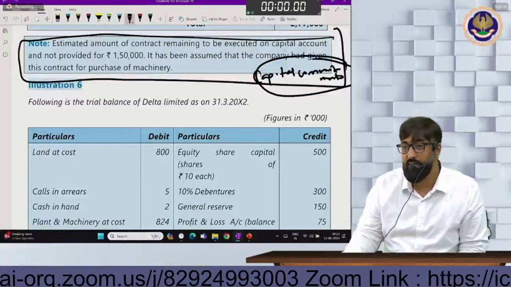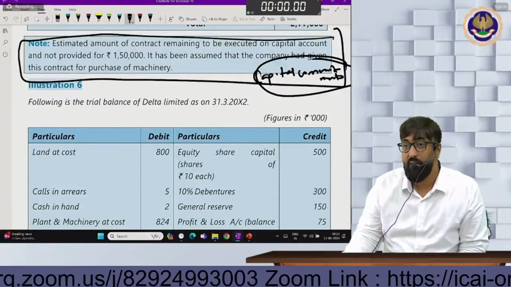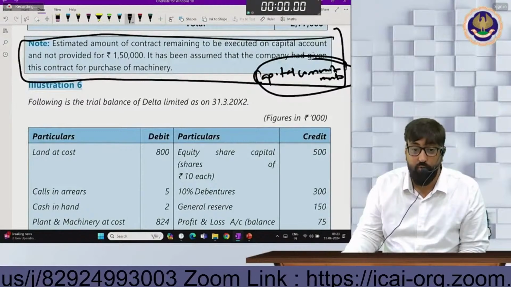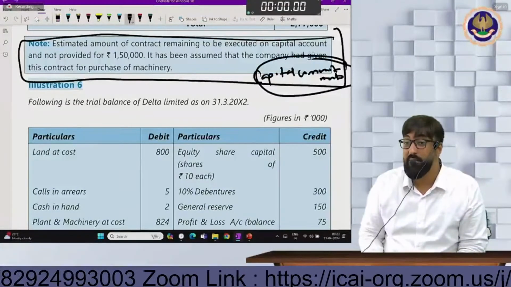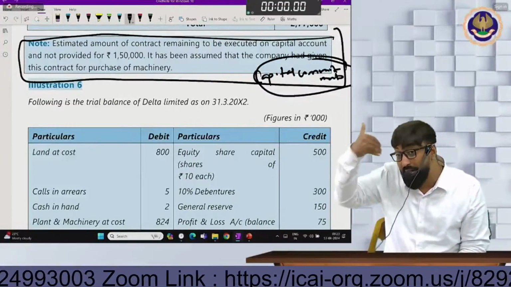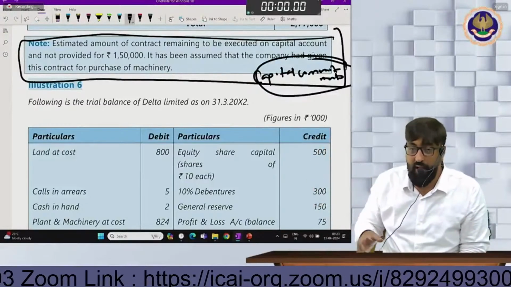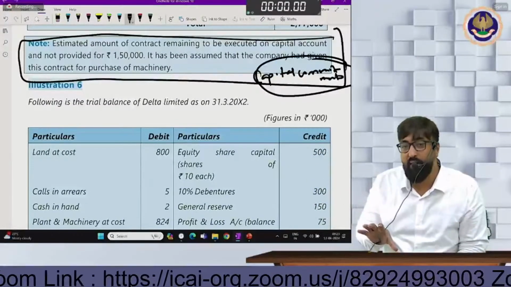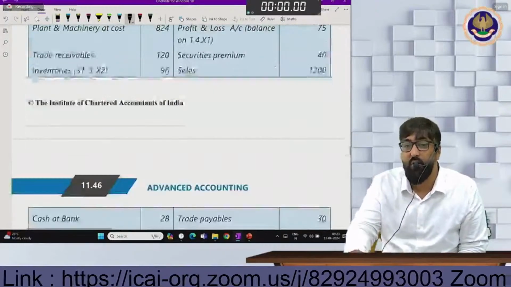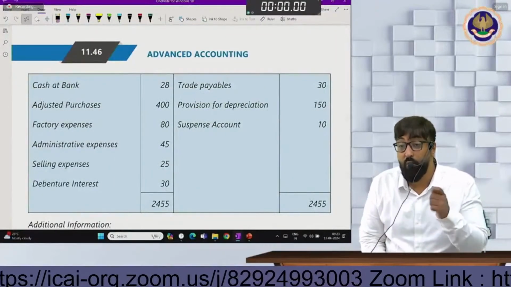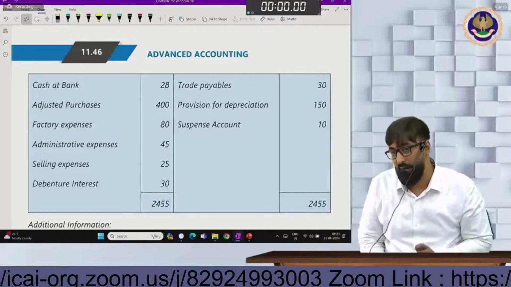So students, we want from you that every student must be aware about all these adjustments or all these notes. And this question is normally, why we consider this question? Only we want from you your thorough knowledge about notes to accounts.